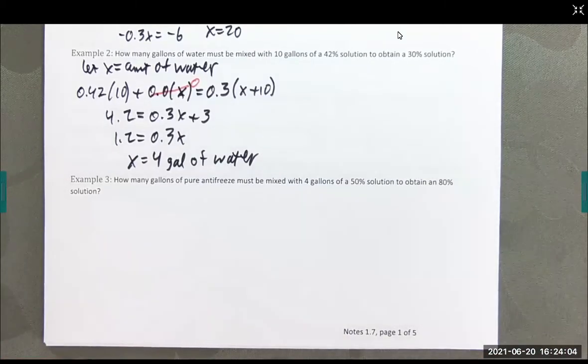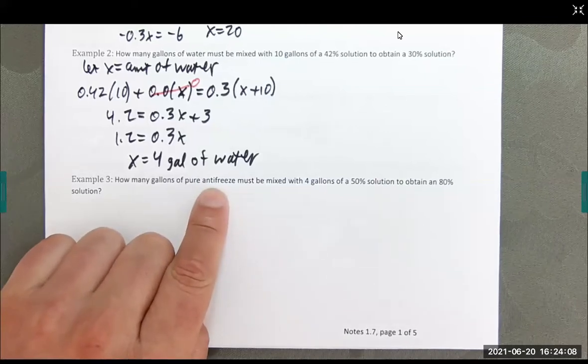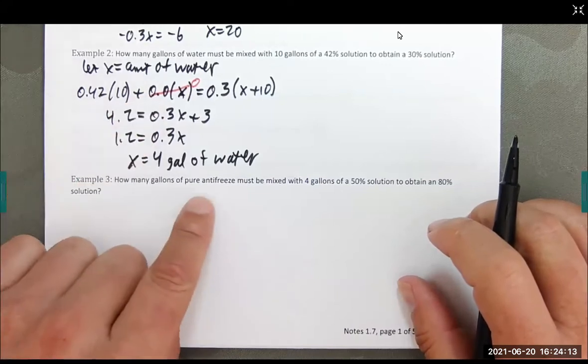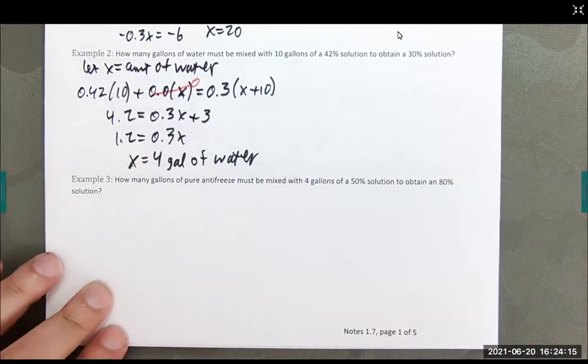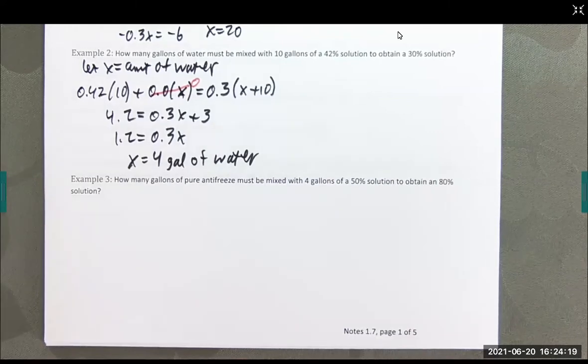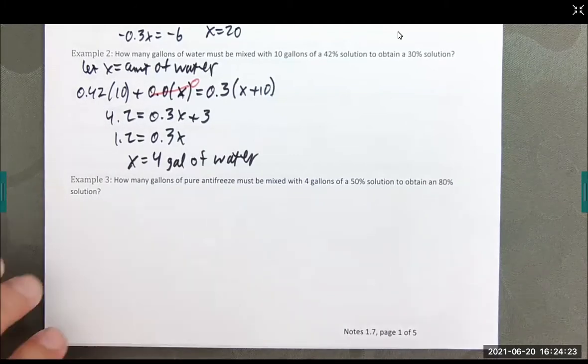All right. How many gallons of pure antifreeze? Now we're doing the opposite. It's just chemical. There's no water mixed with it. So instead of 0% like we did here, this is going to be 100% of it. So how many gallons of pure antifreeze must be mixed with 4 gallons of 50% solution to obtain an 80% solution? So now we're doing the opposite of diluting it. We're actually making it stronger.